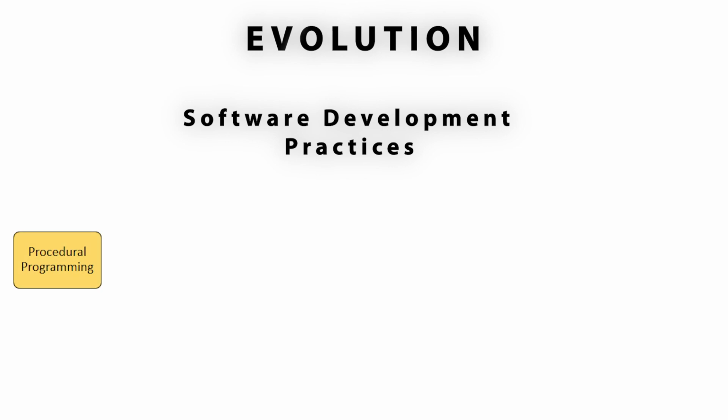Procedural programming, often considered as the earliest approach to software development, involves writing programs as a series of instructions that are executed sequentially. This approach was dominant in the early days of programming with languages like Fortran and COBOL.